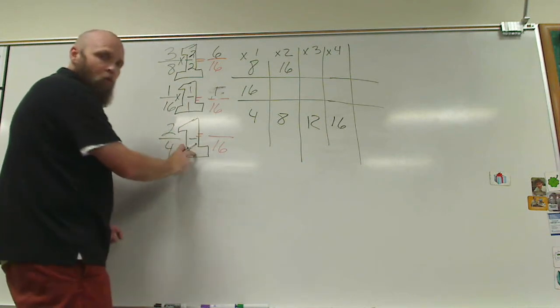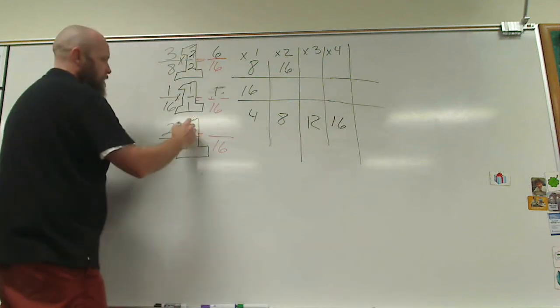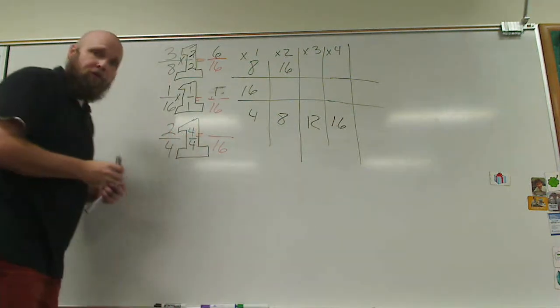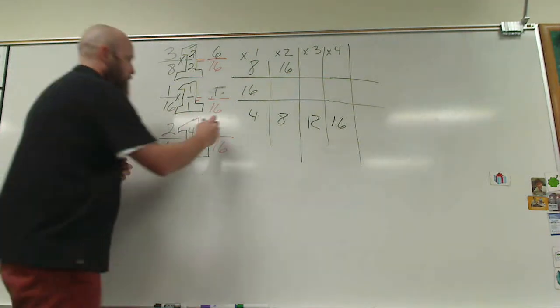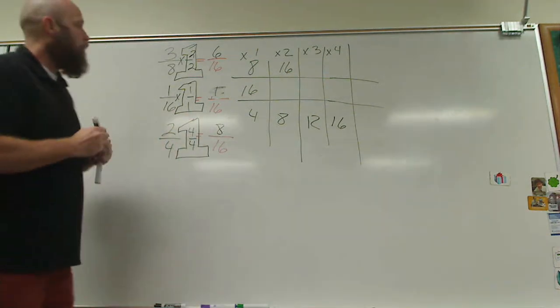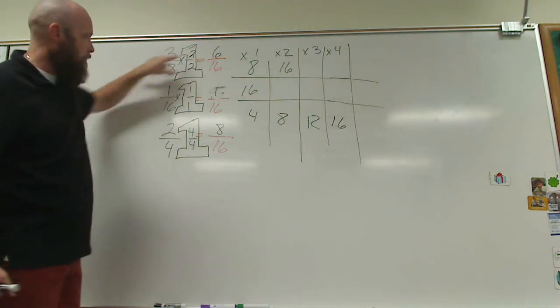What do I multiply by 4 to get 16? If I look here, 4 times 4 is 16. So I multiply this by 4/4. And I'll multiply straight across. 2 times 4 is 8. So now I know 3/8 is equivalent to 6/16, same value.